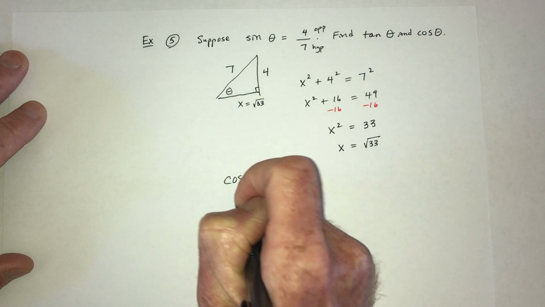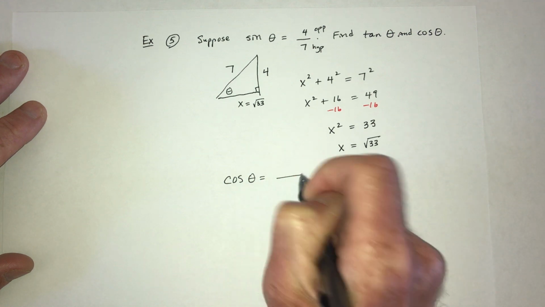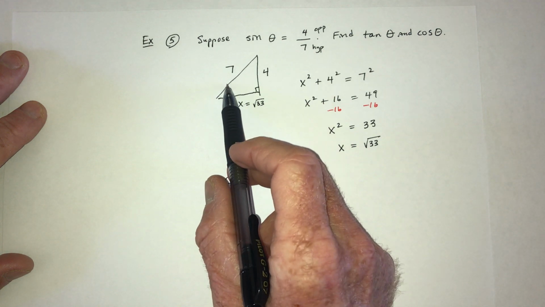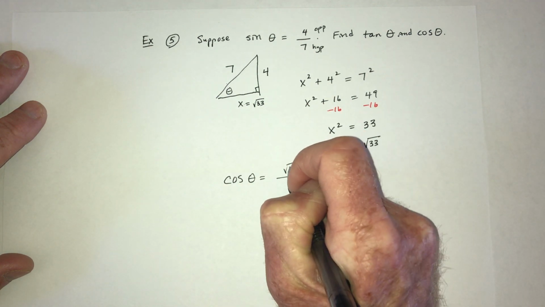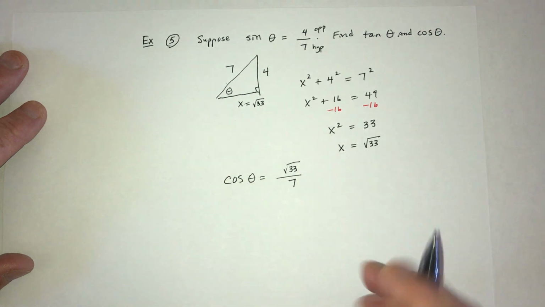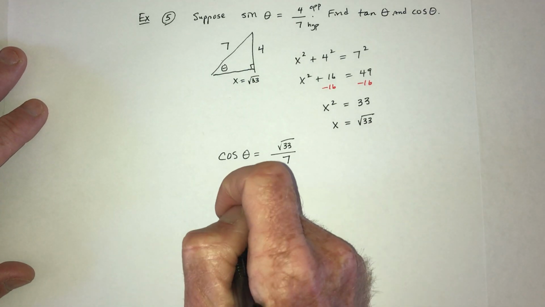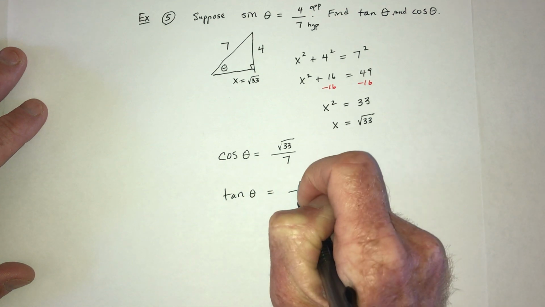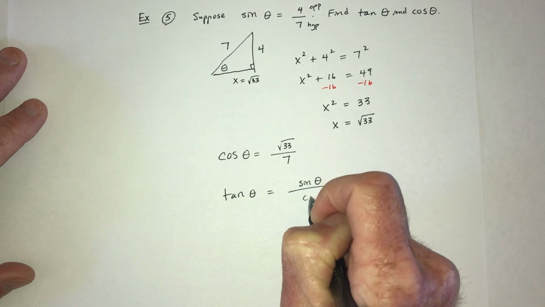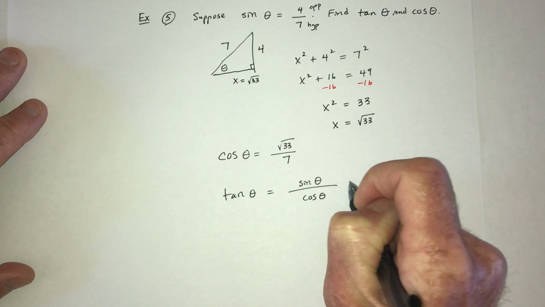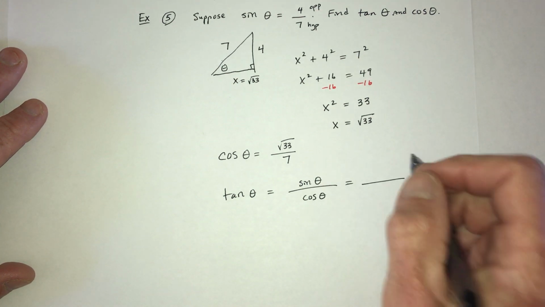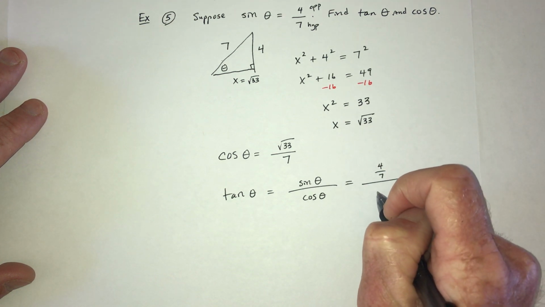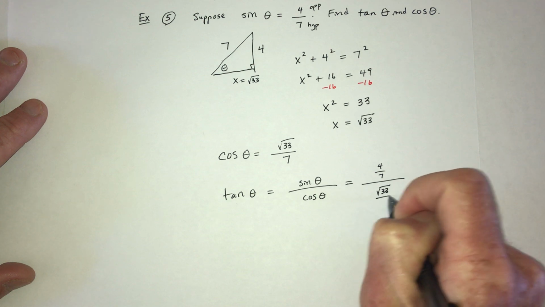All right, then cosine. So the definition of cosine is adjacent over hypotenuse. So that will be the square root of 33 divided by 7. And finally for this one, tangent is equal to sine of theta divided by cosine of theta. So sine was given, that's 4 over 7. And cosine is the square root of 33 over 7.